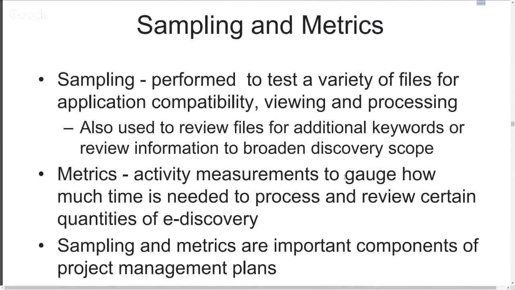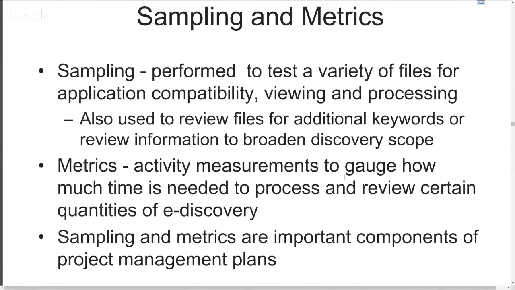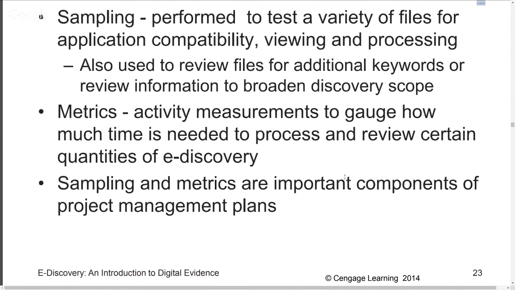Sampling and metrics. Sampling is performed to test a variety of files, application compatibility, viewing, and processing. It's also used to review files for additional keywords, and to review information to broaden discovery scope. Metrics is the activity measurement to gauge how much time is needed to process and review certain quantities of e-discovery. And you may ask yourself, well, this is all fine and good, but I'm not interested in this. At least sampling and metrics are part of your everyday IT life. So even if you're not interested in e-discovery, it's important to note that this phrasing and keywords will show up again in your everyday life. I promise you it will.